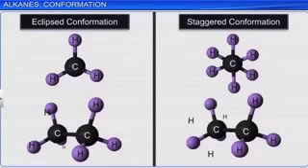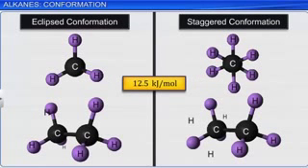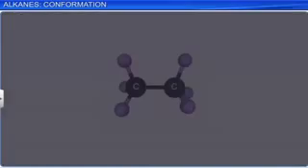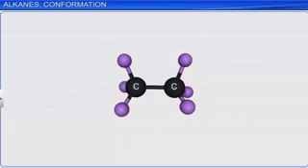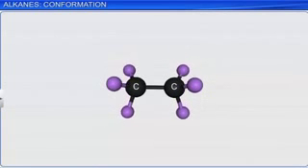The energy difference between eclipsed and staggered conformations is 12.5 kilojoules per mole, which is easily overcome at room temperature and pressure. Due to this, it is not possible to separate different conformation isomers of ethane.